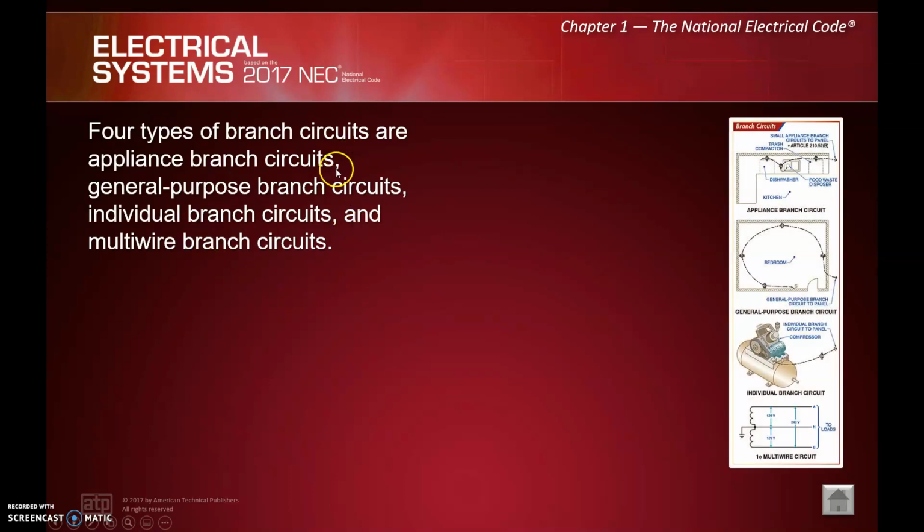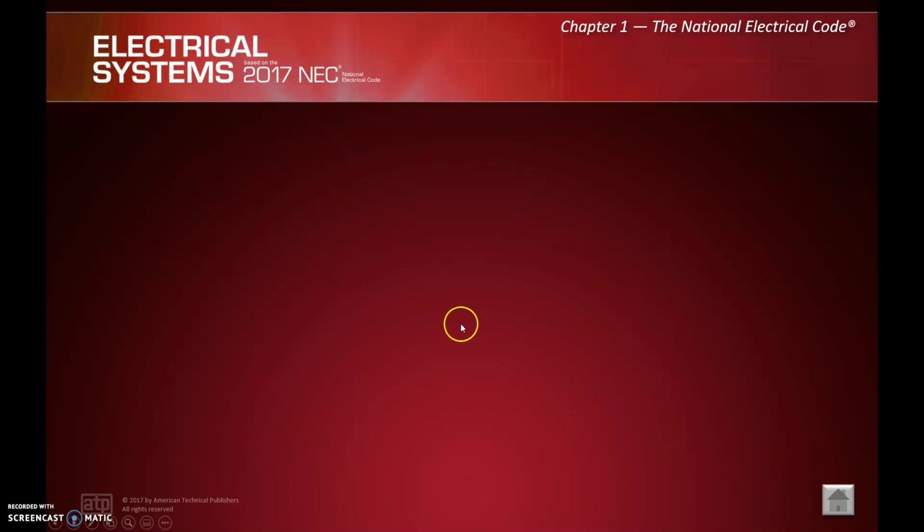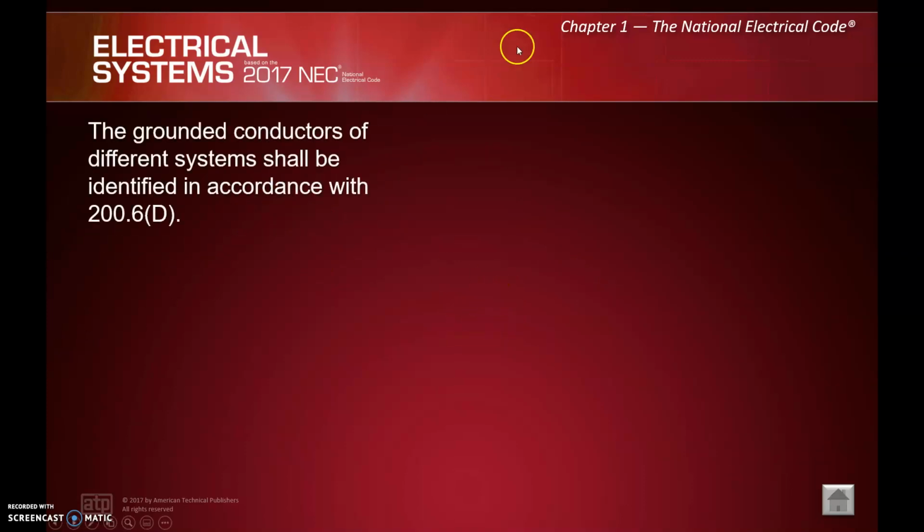So we do have 4 types of branch circuits. This may or may not be one you're aware of, but you have general purpose branch circuits, individual branch circuits, and multi-wire branch circuits. And I skipped appliance branch circuits there. So your 4 types: appliance, general purpose, individual, and multi-wire branch circuits. Those all should sound familiar and be comfortable by now.